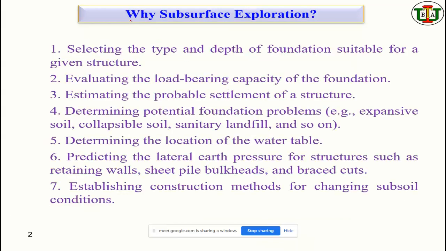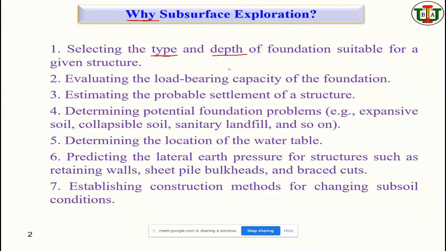So why do we actually need these subsurface explorations? There are so many reasons. First, to decide the type and depth of foundation. Suppose you are going to construct a structure. Based on the soil parameters and the soil strength, you are going to select what kind of foundation you will construct, either pile foundations, footing foundations, or mat foundations, based on the soil property or the requirement of your basement.